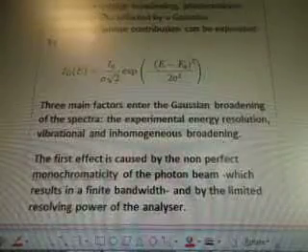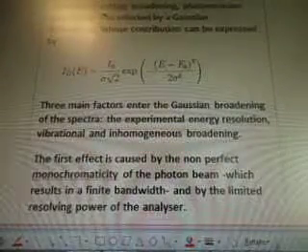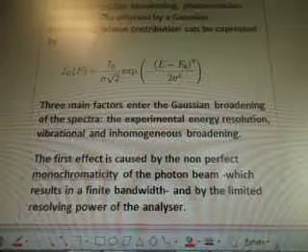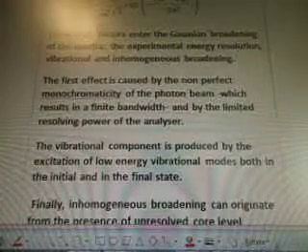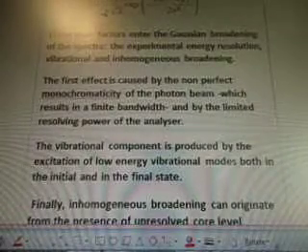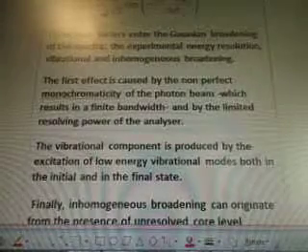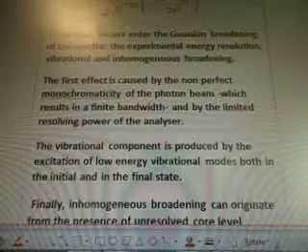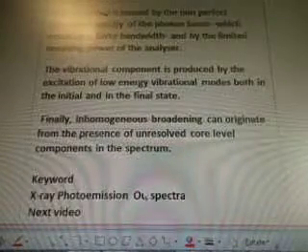Three main factors enter the Gaussian broadening of the spectra: the experiment energy resolution, vibrational, and inhomogeneous broadening. The first effect is caused by the non-perfect monochromaticity of the photon beam, which results in a finite bandwidth, and by the limited resolving power of the analyzer. The vibrational component is produced by the excitation of low energy vibrational modes, both in the initial and the final state. Finally, inhomogeneous broadening can originate from the presence of unresolved core level components in the spectrum.